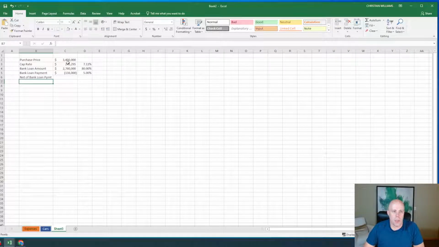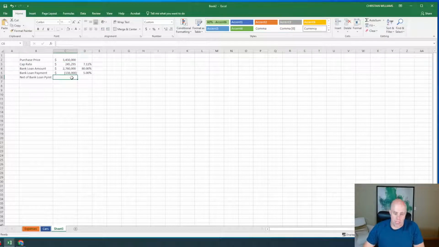So when we bought the property, we were getting $245,000 a year in revenue, but we have to pay our bank loan amount, and so that's going to be equals. We're going to have leftover after that. We're going to have that.